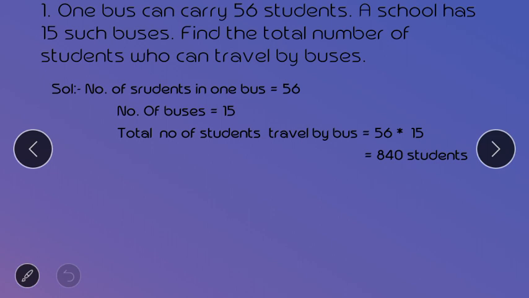Just read the question. One bus can carry 56 students. A school has 15 such buses. In one bus, 56 students are there. One bus equals 56 students. A school has 15 such buses. How many buses does the school have? 15 buses. Then you have to find out how many students can sit in the 15 buses.